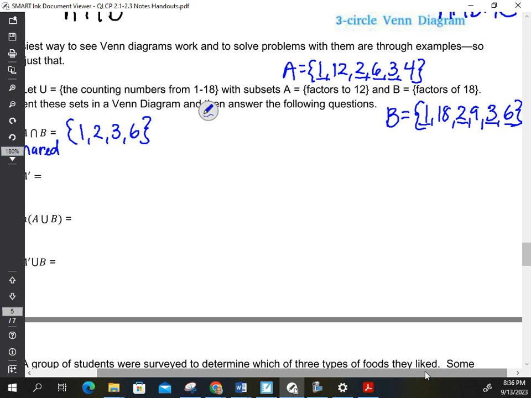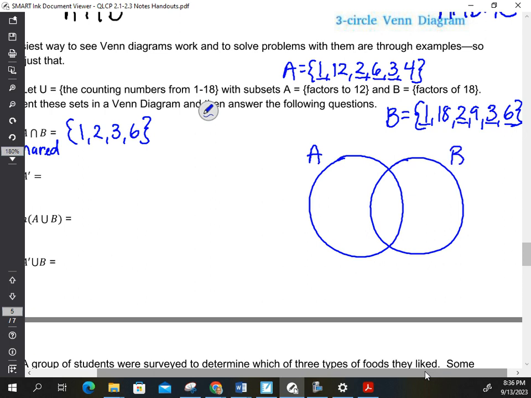When we're drawing our Venn diagram, there's one circle that will be set A. There's another circle that will be set B. Remember, the overlap goes inside.